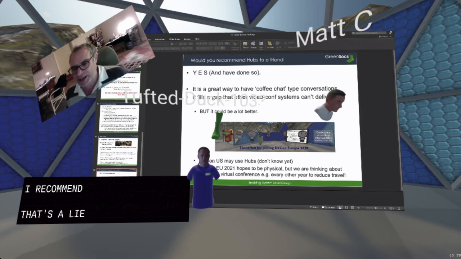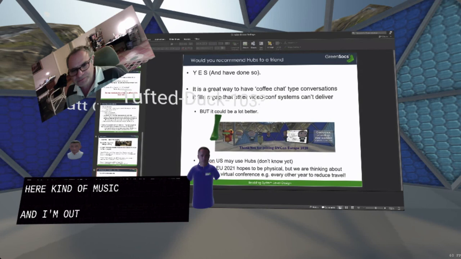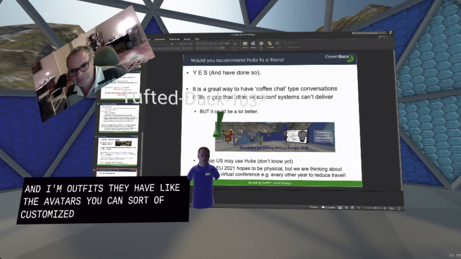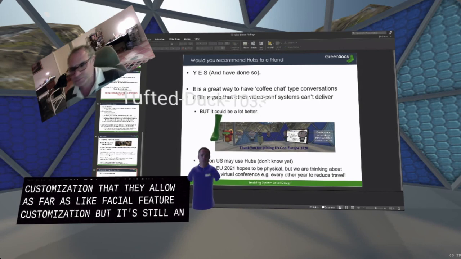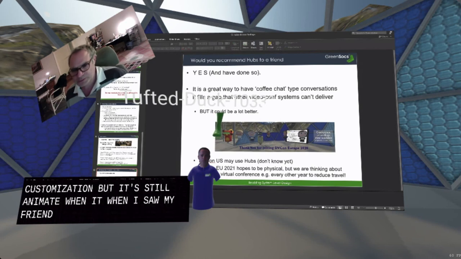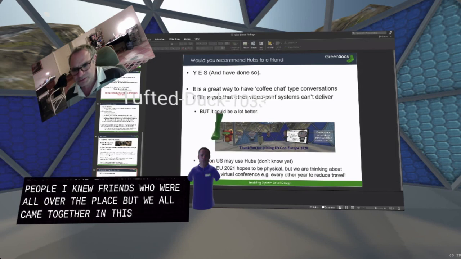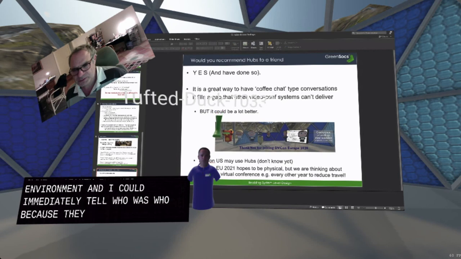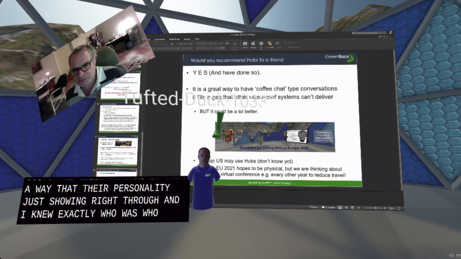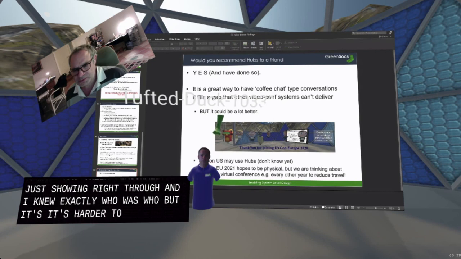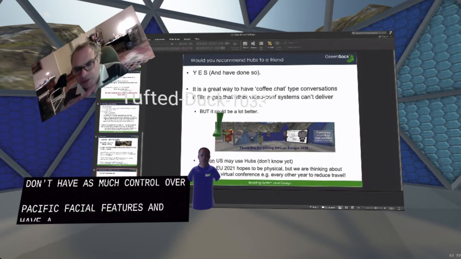But at least this one that I built here kind of moves a bit, but it's a bit weird and doesn't look like me. In L-Space, they have avatars you can customize, and they're cartoonish, but the amount of customization they allow, as far as facial feature customization that still animates. When I saw my friends, that was the first time I was in a virtual environment with people I knew, friends who were all over the place, but we all came together in this environment. I could immediately tell who was who, because they had customized their avatars in such a way that their personality just shone right through. But it's harder to do when you don't have as much control over specific facial features, and have that all rigged so it moves when you talk.